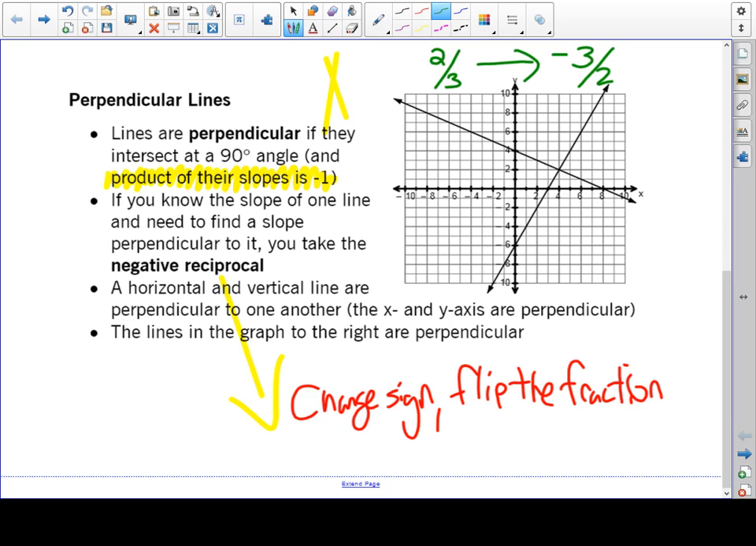Horizontal and vertical lines are perpendicular to one another. So for example, the x and y axis are perpendicular. And we have two lines here, this line here, and this line here, that are also perpendicular. They meet at exactly a 90-degree angle, okay? So they're perpendicular as well.